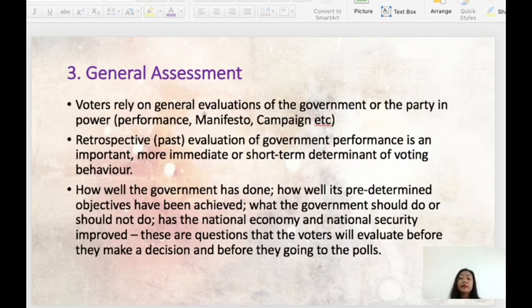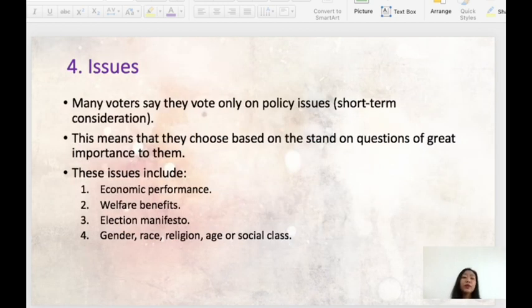How well the government has done, how well its predetermined objectives have been achieved, what the government should do or should not do, has the national economy and national security improved? These are questions that the voters will evaluate before they make a decision and before they go into the polls. Okay? So this is basically based on the reputation of the party itself. General assessment, yeah? And then issues. Many voters say they vote only on policy issues, a short-term consideration. This means that they choose based on the stand on questions of great importance to them. These issues include economic performance, welfare benefits, election manifesto, gender, race, religion, age or social class.